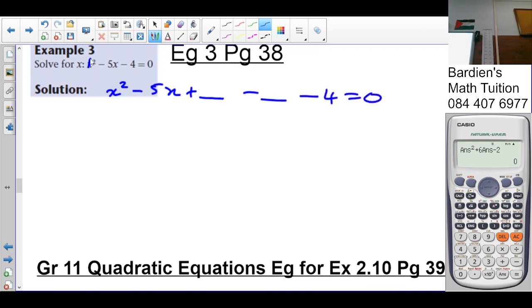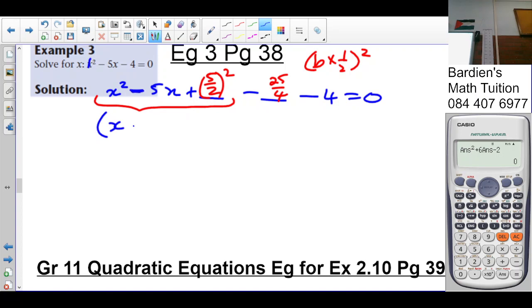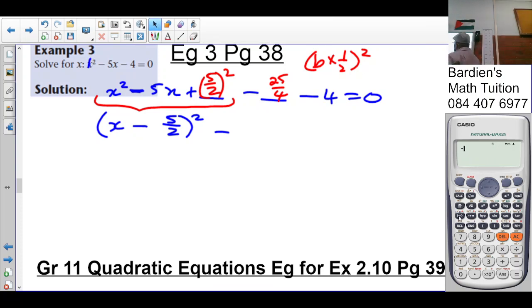And what's the number in question here? It will be b times a half, and it must be squared, which is negative 5 times a half, negative 5 over 2 squared, which is positive, so it will give you 25 over 4. Again, that is my perfect square trinomial. So that gives me x, take the sign of the middle term, which is negative 5 over 2 squared minus, and then in the calculator we put negative 25 over 4 minus 4. That gives you negative 41 over 4 equals 0.